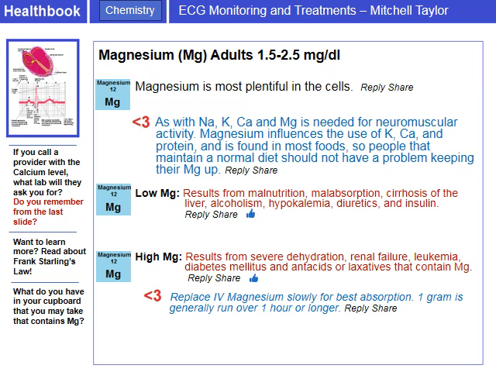So typically you replace magnesium slowly for best absorption. 1 gram over 1 hour or longer is your typical way you would do that. Many times you see more and more running over 3 and 4 hours or 5 hours so that it's better absorbed in the body. It's not just put in and then utilized or used up.